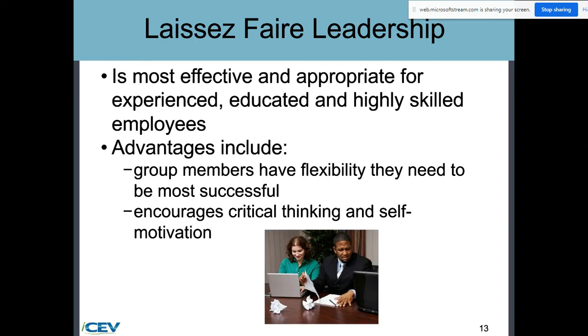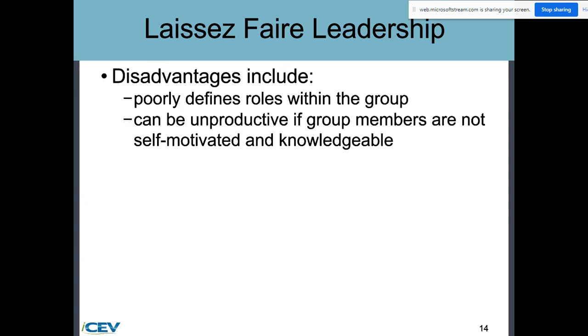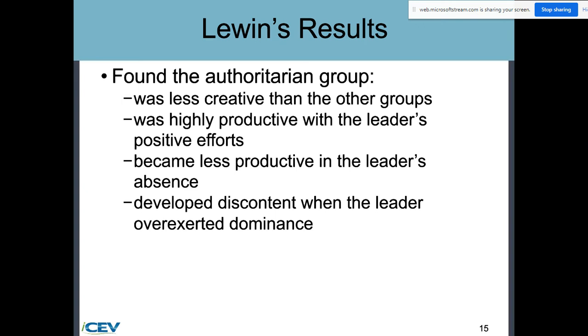Okay, it's most effective and appropriate for experienced, educated, and highly skilled employees, so people who can work on their own with little oversight. The advantages include group members having the flexibility they need to be most successful, and it encourages critical thinking and self motivation. The disadvantages are it poorly defines roles within the group. So somebody can think they are doing one thing and another person will think they're doing the same thing, and they will get one thing double accomplished and other things unaccomplished. It can be unproductive if group members are not self motivated and knowledgeable.